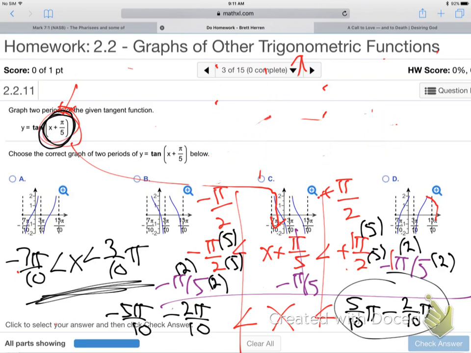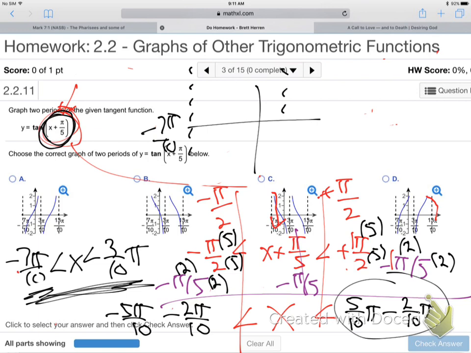So now we go, all right, we got it. Well, in fact, we can just grab it, huh? It's whichever one goes between negative 7 pi over 10 and 3 pi over 10. Which one is that? Can you tell by the picture? It looks like A, isn't it A? Yeah, it's A, right? You know what I mean? So it's negative 7 pi over 10 and positive 3 pi over 10.